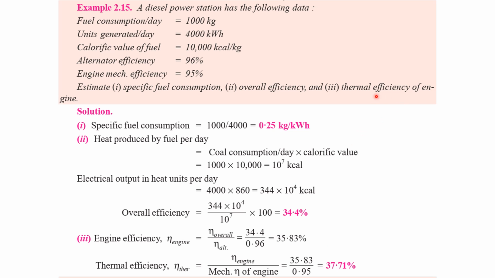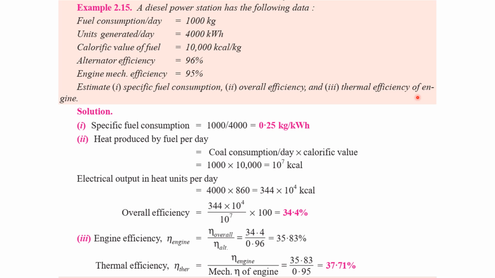Now, what you are required to do is find out the thermal efficiency of the engine. Now, in this engine, you can see that there are two portions of this engine. One is the thermal portion where the diesel fuel is burnt to produce heat energy, and then there is a mechanical portion of the engine, that is the shaft which produces the rotations. So the total efficiency of engine is a product of engine's thermal efficiency and its mechanical efficiency.